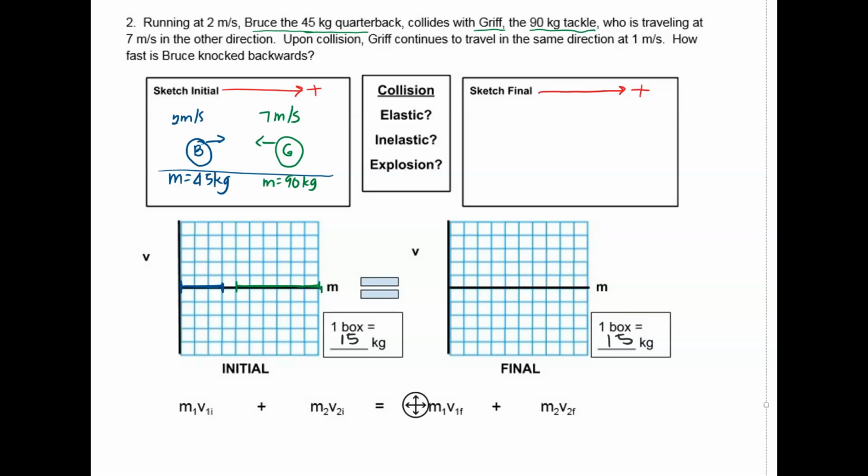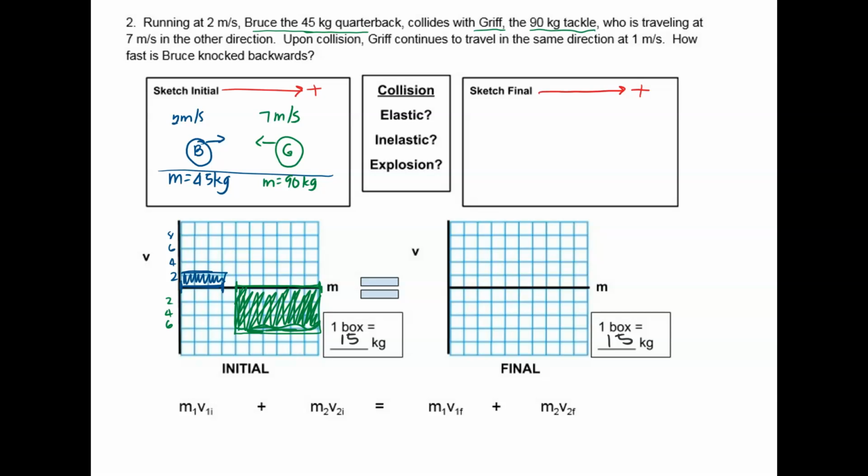And Bruce is traveling at 2 meters per second in the positive direction. We'll go ahead and label these by 2s. So 2 meters in the positive direction. Okay, that's not exactly 2, but it's close. And Griff is traveling 7 in the other. So he's going to be about there, halfway between 6 and 8. All right, so here are Bruce and Griff's graphs.